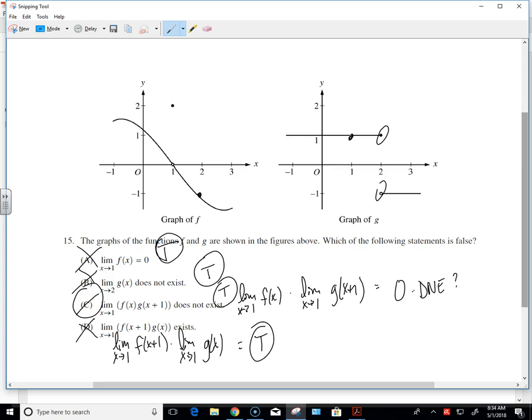It's fine. Okay, so then coming back here. Limit as x approaches 1 of f of x does not exist. .9 plus 1 would be below, 1.1 above 1 would be above.